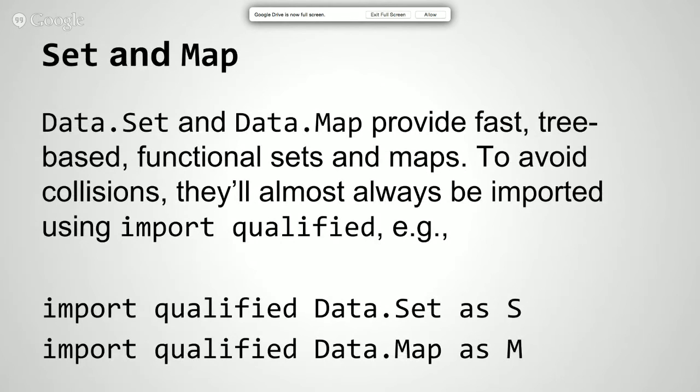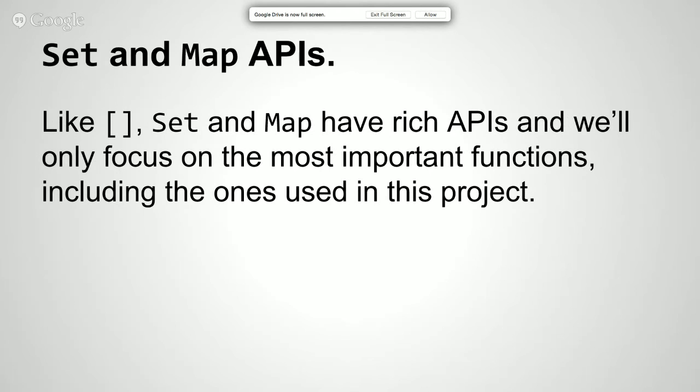Finally, sets and maps. Those are important, and I realized at this point that I haven't really covered them yet. First of all, you almost always want to import them qualified. You have sets in Data.Set and maps in Data.Map, and they will collide with your prelude if you import them wholesale. So you almost always want to use import qualified and call your Data.Map, say, M. They've got rich APIs. I can't cover all the functions; you can look them up. I'll just cover the ones that I find to be most important.